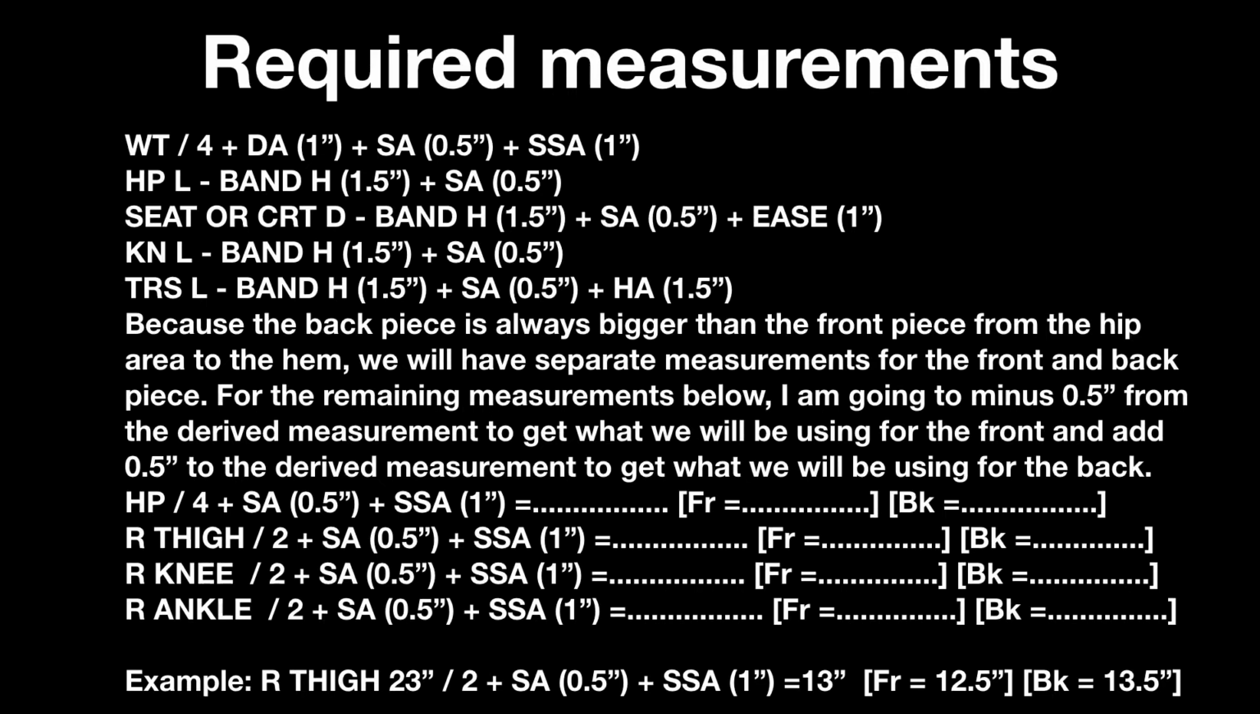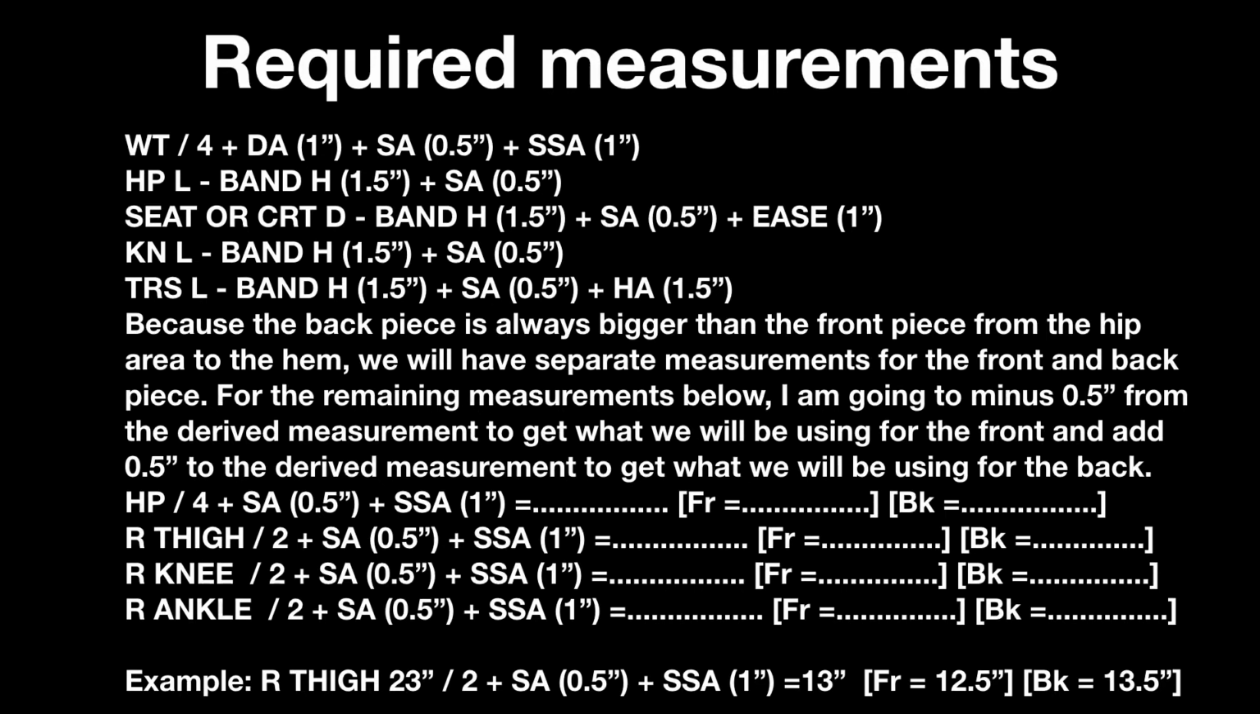The hip is divided by 4 plus sewing allowance 0.5 inch plus side seam allowance 1 inch. You get your answer. Then for the front piece, you minus 0.5. Write down your answer. For the back piece, add 0.5. Write down your answer. The round thigh is divided by 2 plus sewing allowance 0.5 inch plus side seam allowance 1 inch. You write down your answer, then write down the answer for front and back.